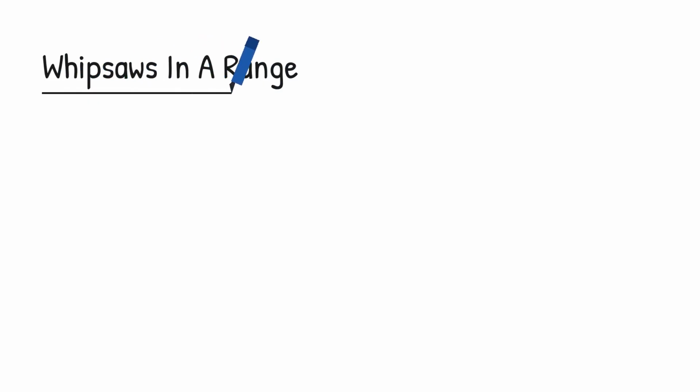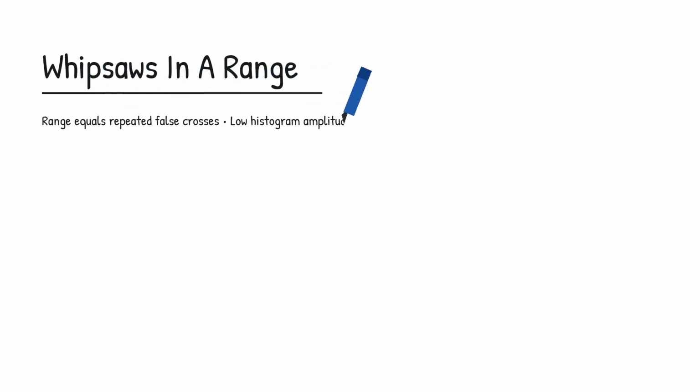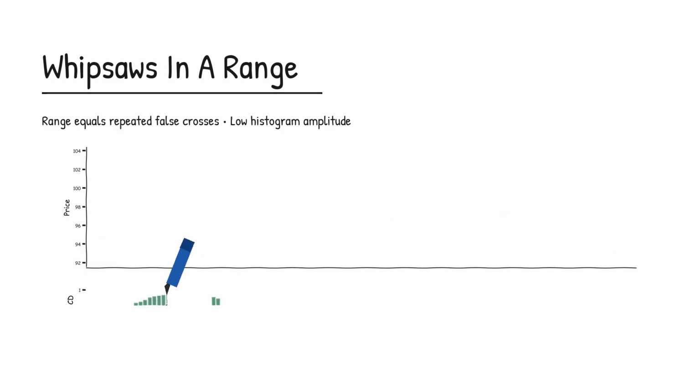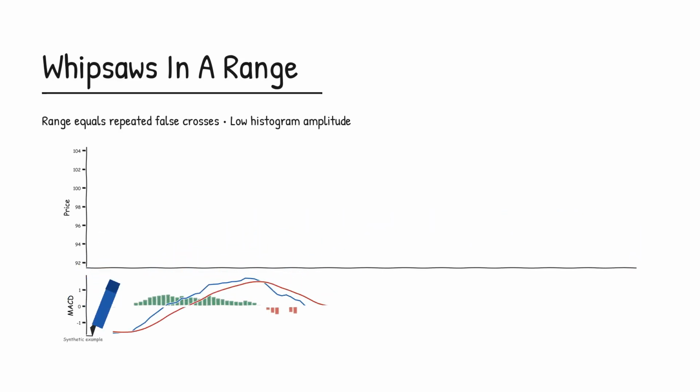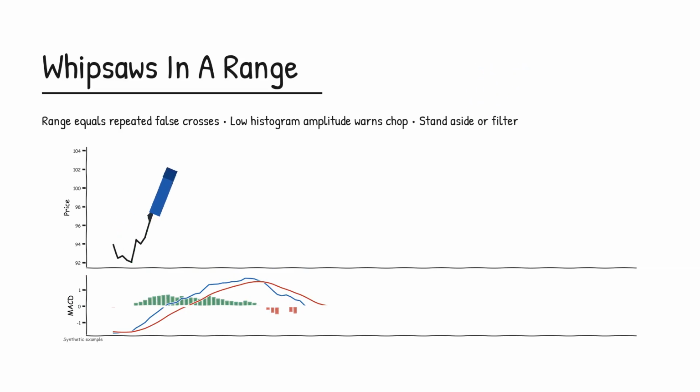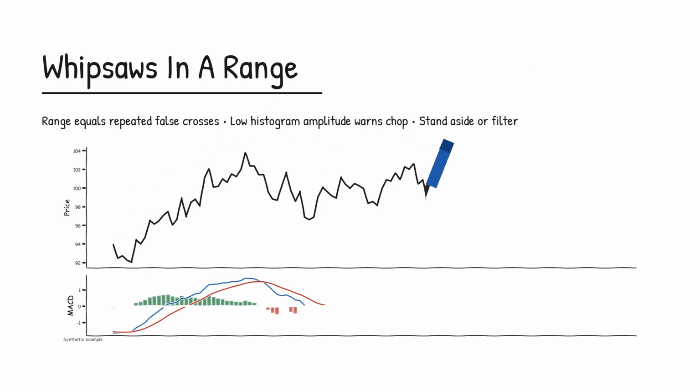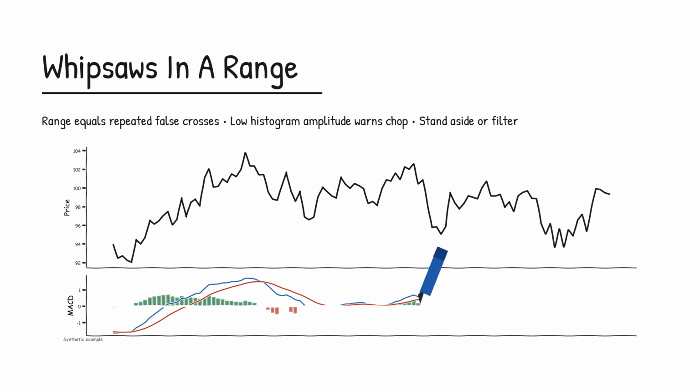In sideways tape, MACD will cross the signal line repeatedly, generating a string of small losses that grind accounts down. The histogram alternates colors every few bars with tiny amplitude. That low-amplitude histogram is itself the warning sign. If recent histogram bars are visibly smaller than the prior trending leg, you are likely in chop, and MACD signals should be ignored or faded. Pair it with a trend strength filter to stand aside.